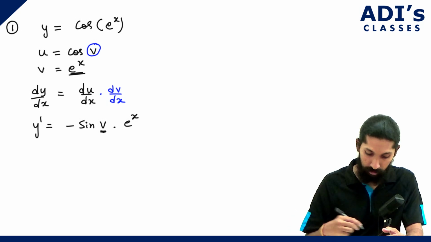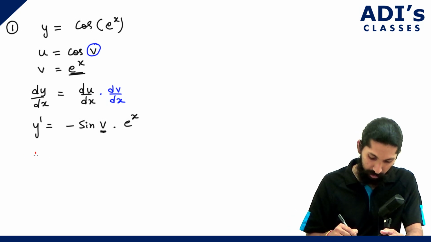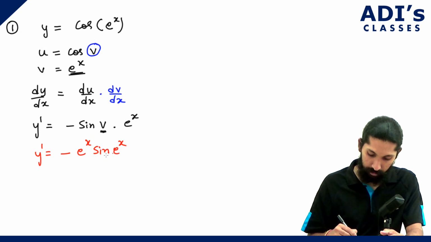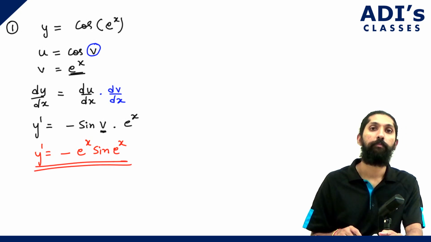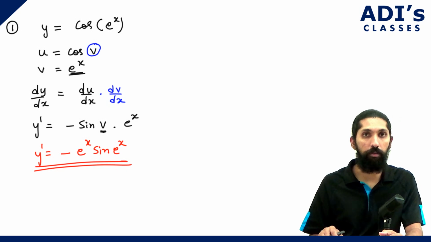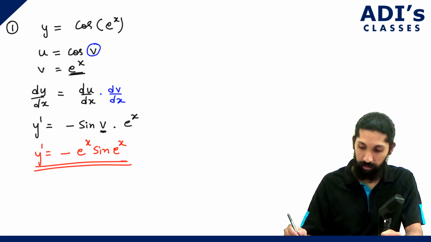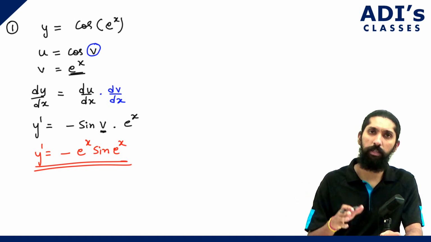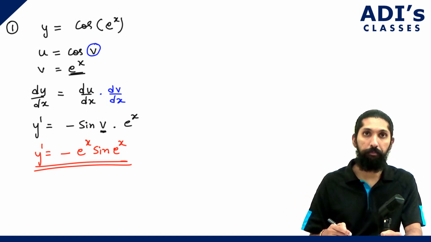So the final answer is going to become y dash is equal to minus e power x into sine of e power x. This is going to give us the final answer. Very, very easy. Clear? So this is the answer for the first one. Very simple. We'll do one more example.